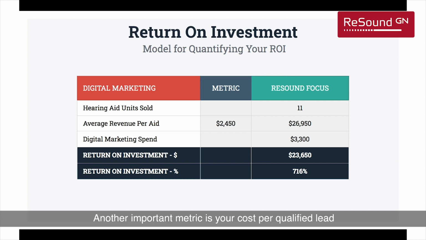Another important metric is your cost per qualified lead and cost per appointment to compare to your other marketing efforts such as direct mail, newspaper, TV, radio ads. In this model, your cost per qualified lead is $85. Remember, this isn't a cost per any lead. This is a cost per qualified lead. Your cost per appointment for eligible hearing aid users is $183. Again, not just appointments, but eligible hearing aid user appointments.